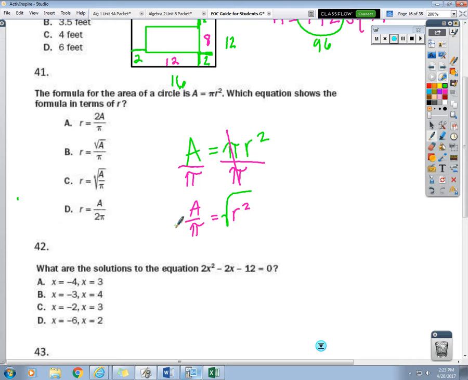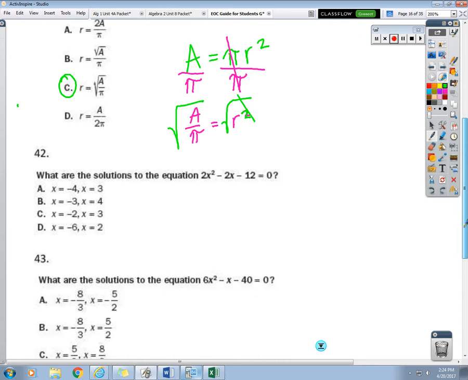Square root it on both sides, but look, when you square root over here, you have to square root everything that's already over there. So everything goes up under, and r equals the square root of A over pi, which is C. Okay, those are pretty easy. You just have to use inverse operations to get the letter they told you to by itself. Because to get rid of a power of 2, you square root. They cancel each other out.